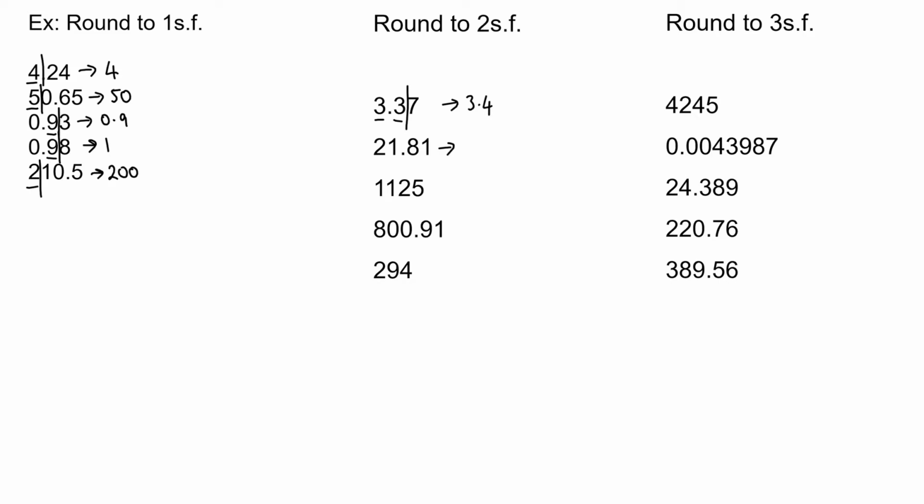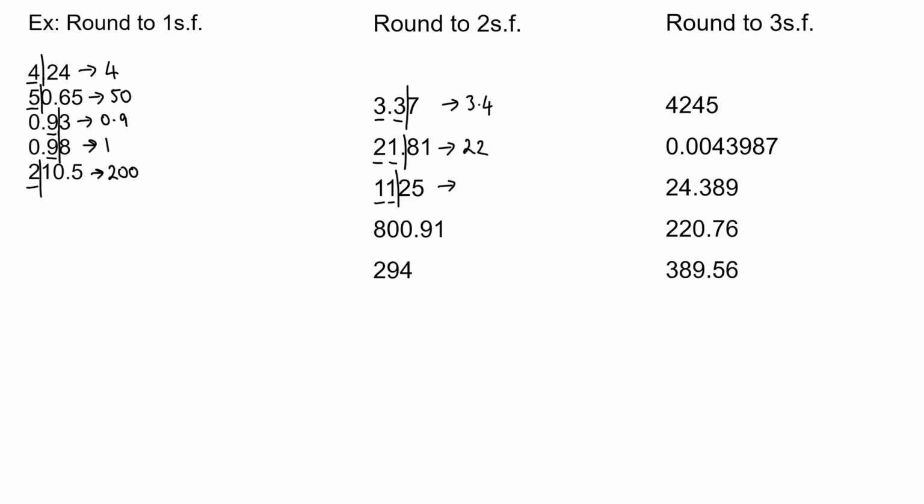The next one, 21.81. So 1, 2, cut-off point. Again, an 8 after the line. So that means rounding up. So 22 would be our answer there. Not 22.0, because if we added a 22.0 in, that would make it three significant figures. Okay, so just 22.